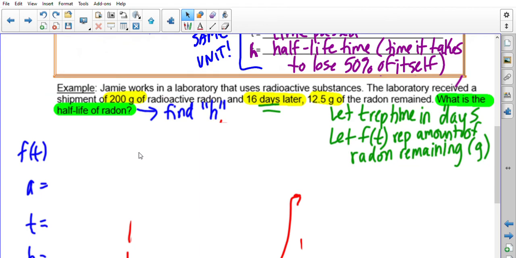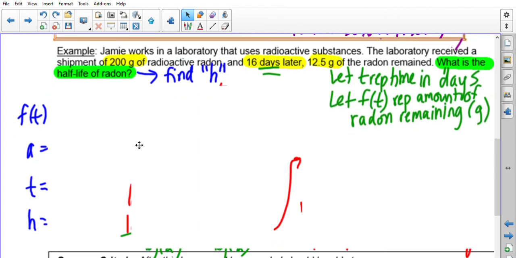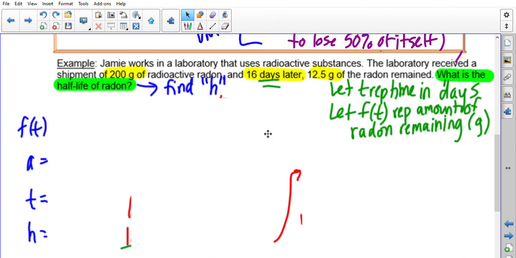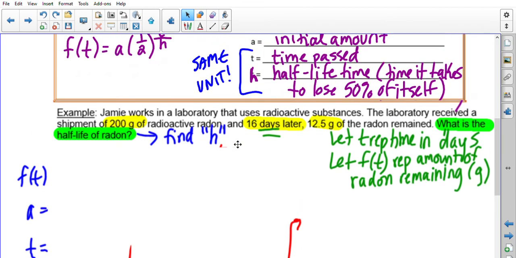All right, and we've got Jamie again here, busy person. He works in a laboratory that uses radioactive substances. The lab received a shipment of 200 grams of radioactive radon, and 16 days later, 12.5 grams of it remained. What is the half-life of radon? So right away, that question made it clear to us that we have to find h, the half-life time.